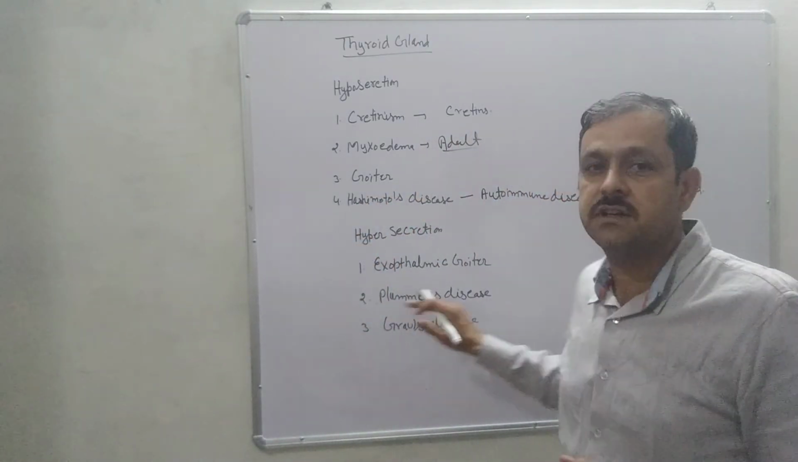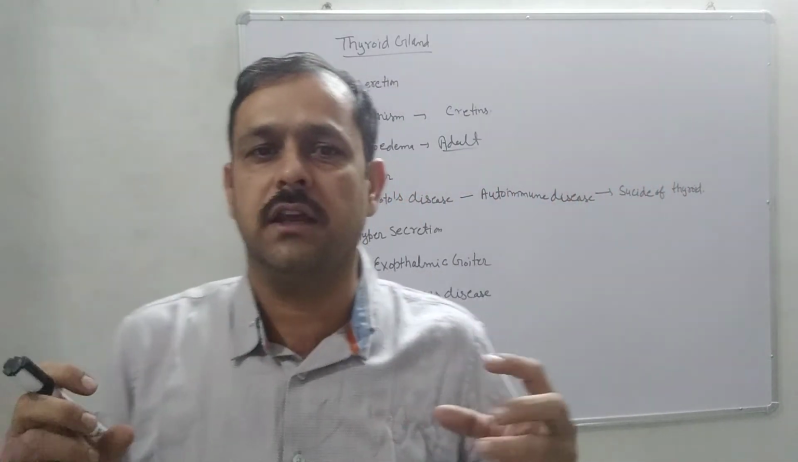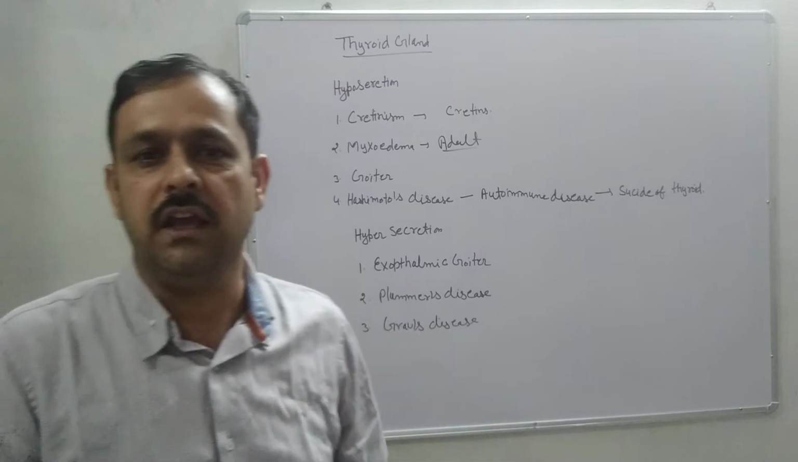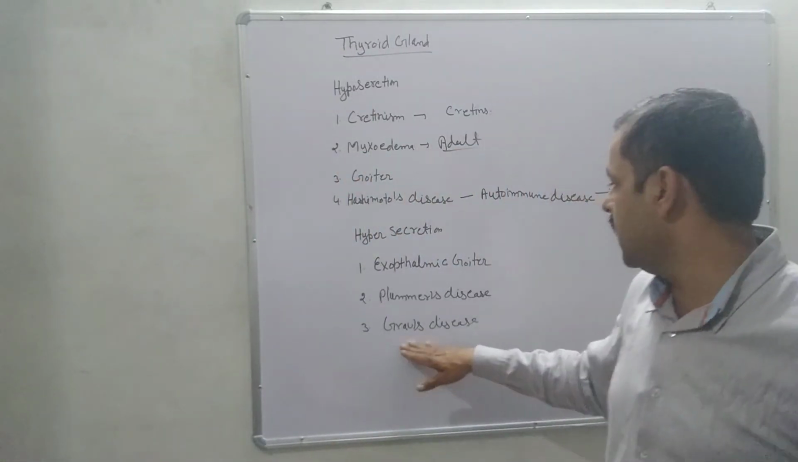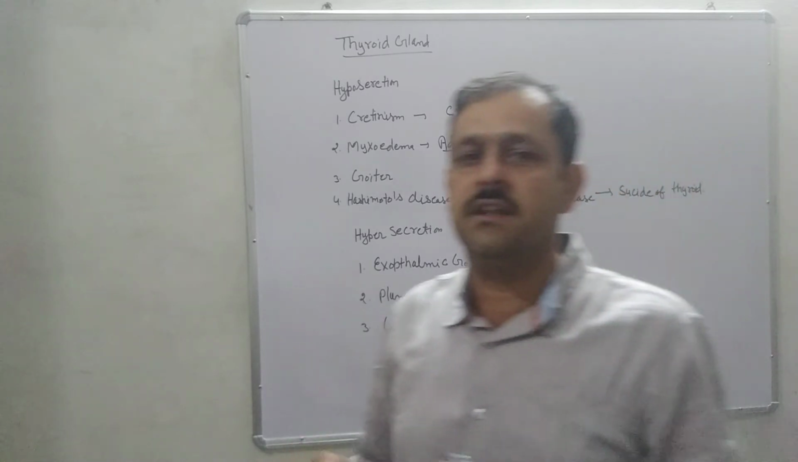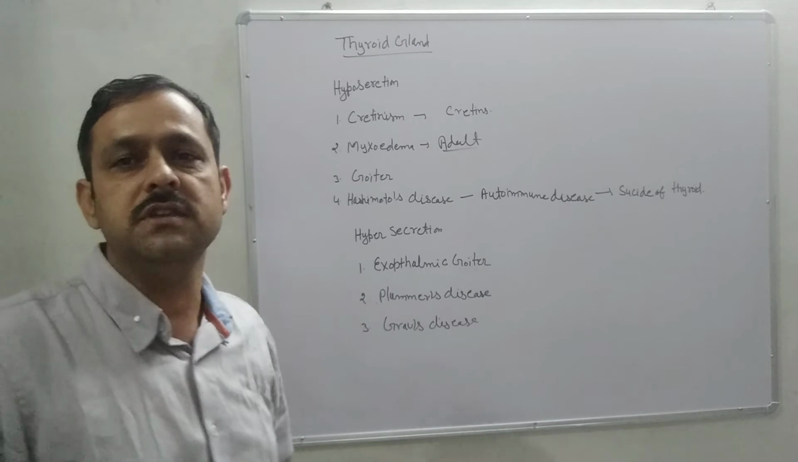Next, Plummer's disease. जो थायराइड ग्लैंड होती है उसके अंतर्गत क्या होता है, nodes बन जाती है, गांठें बन जाती है, उसको अपन क्या कहते हैं, Plummer disease. और Graves disease. Graves disease के अंतर्गत क्या होता है, swollen condition of thyroid gland is called Graves disease.